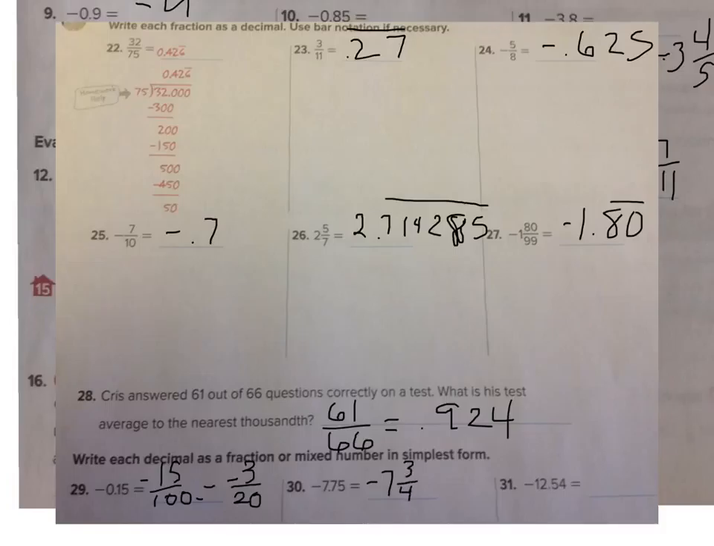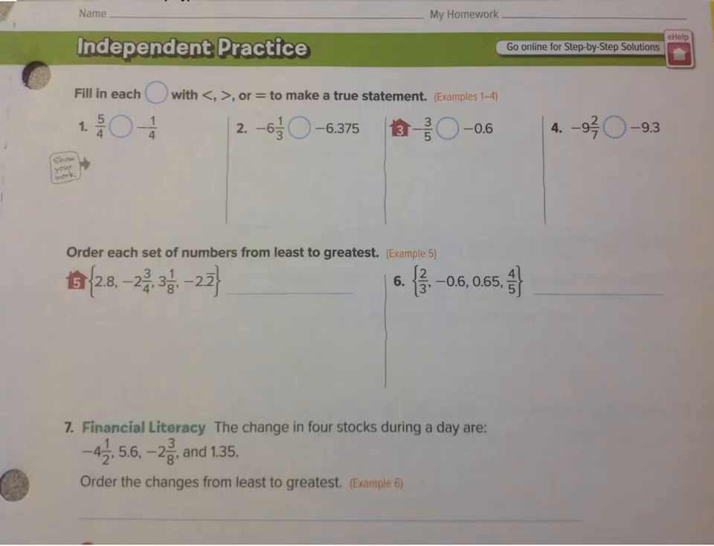And for 31, negative 12.54, the whole number will stay the same, so it'll be negative 12, and then the 0.54 will be like 54/100, which can simplify down to 27/50. And those are the answers to this worksheet.